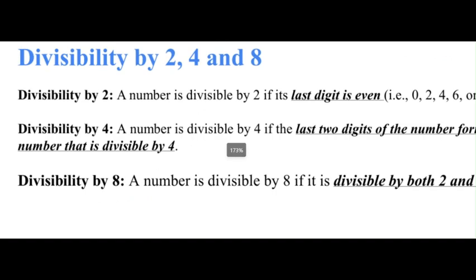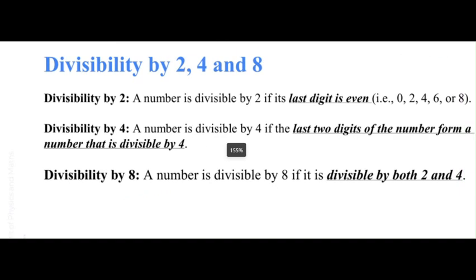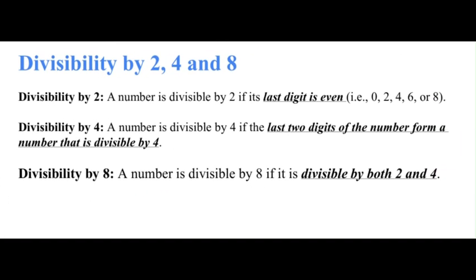A number is divisible by 2 if it is just an even number. That means the last digit, which is the units digit, is 0, 2, 4, 6, or 8. A number is divisible by 4 if the last two digits of the number form a number that is divisible by 4, which will be explained soon. And a number is divisible by 8 if it satisfies both the 2 and 4 divisibility rules. So for a number to be divisible by 8, first it has to be divisible by 2 and 4.